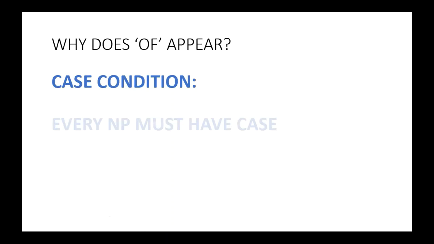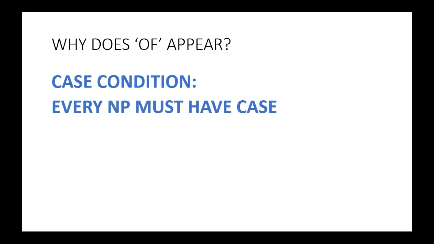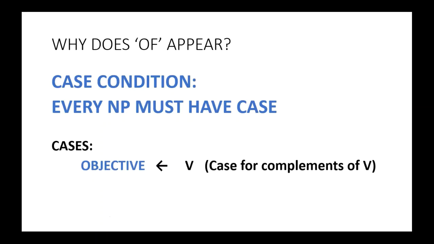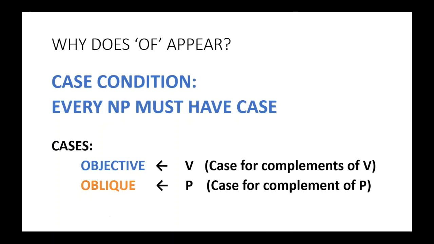Now, why does of appear? Well, because we have a case condition, and the case condition says that every noun phrase must have case. So whenever you have a noun phrase, you have to make sure that the noun phrase gets case, okay? Now, how many cases are there? Well, if you're a verb, you assign objective case. If you're a preposition, you assign oblique case. Today, we only talked about 2 cases, objective and oblique. We still have to talk about nominative, but we will talk about nominative when we start talking about subjects. Notice that we still don't have subjects in our structure. We only have objects and modifiers, no subjects. So that's coming up, 2 more chapters.